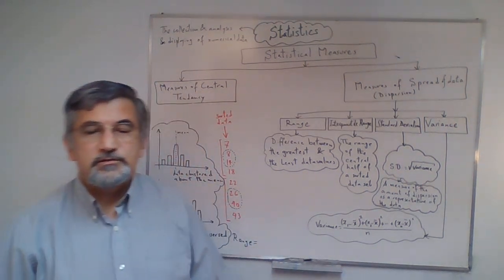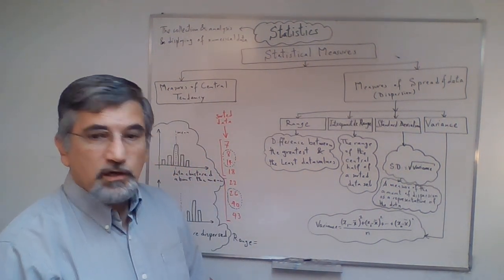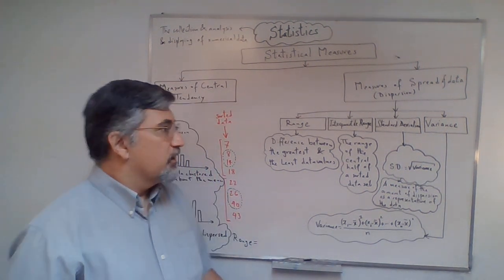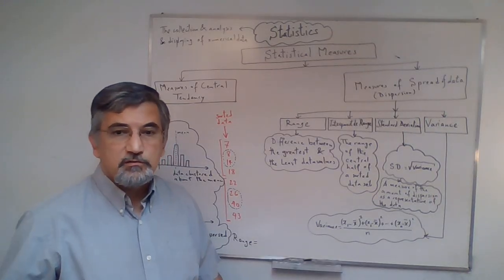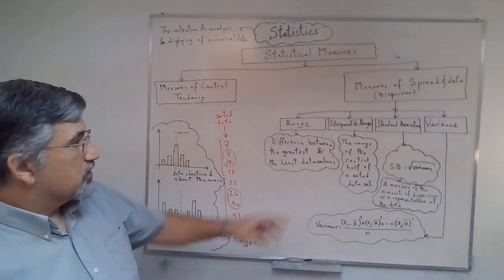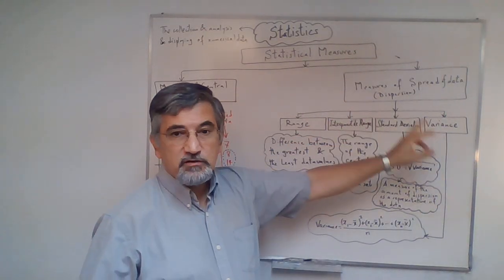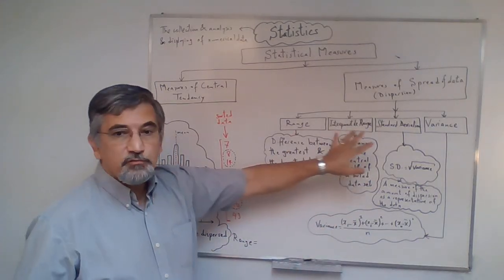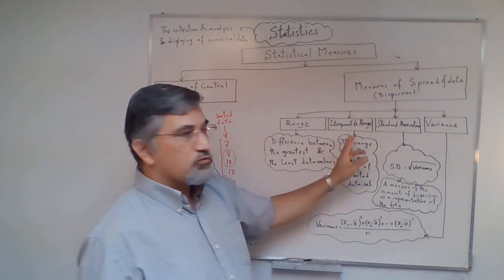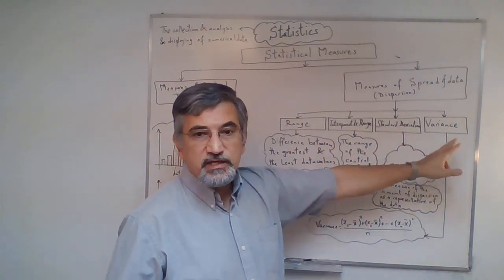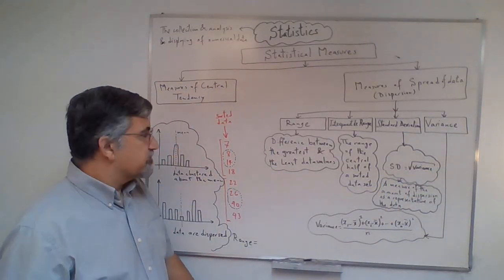Hello everyone, this is a continuation of discussion on statistical measures, and we want to talk about measures of spread of data or dispersion. There's four measures out there: range, interquartile range, standard deviation, and variance.